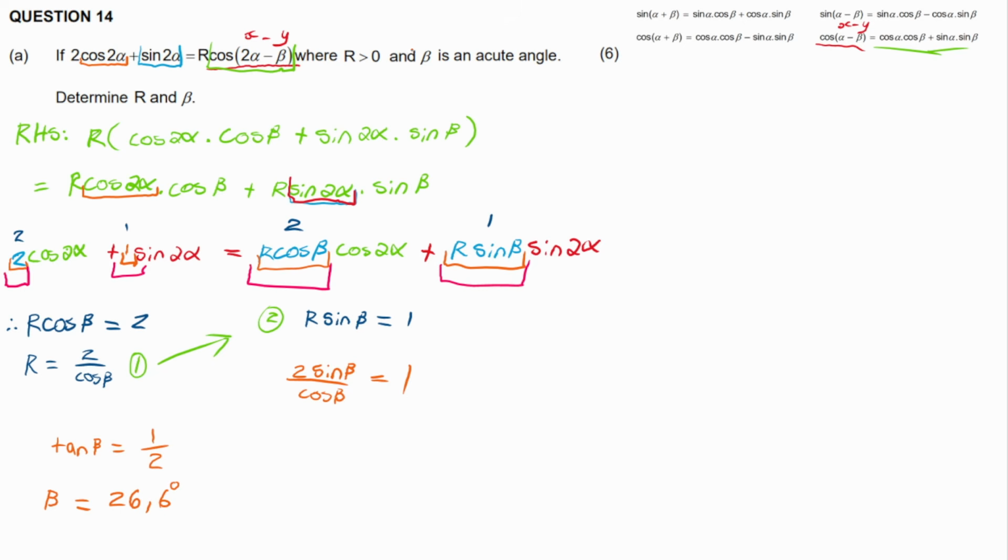So I've solved for beta, but now I need R. So I just put this beta back into equation 1. When I do that, I get that R is equal to, let me make this more clear, working over here now, R is equal to 2 over cos, but I know my beta now is 26,6 degrees. If I put that in my calculator, I'll get R is equal to root 5. So there we go. I've determined R and beta.